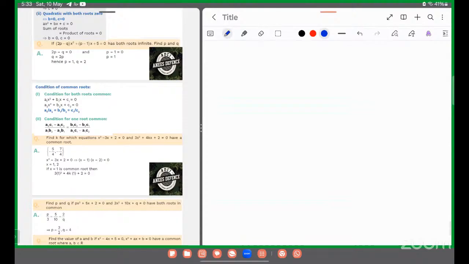Another shortcut, if you can see: 4x square plus 8x plus 3 equal to 0. 4x square plus 8x plus 3 equal to 0. What are the roots?